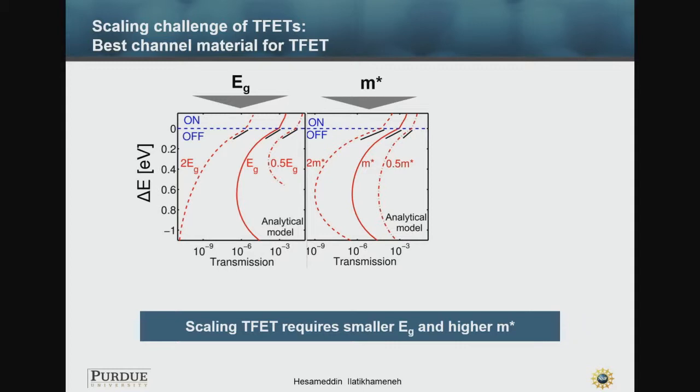Yeah, transmission is smaller. But the point is that when I increase the band gap, I need to spend more voltage to go to that lower off current, because it is like EG/2. We need to go to EG/2. But in the case of effective mass, we don't need to, because we didn't increase the band gap. So that's the benefit of increasing effective mass.